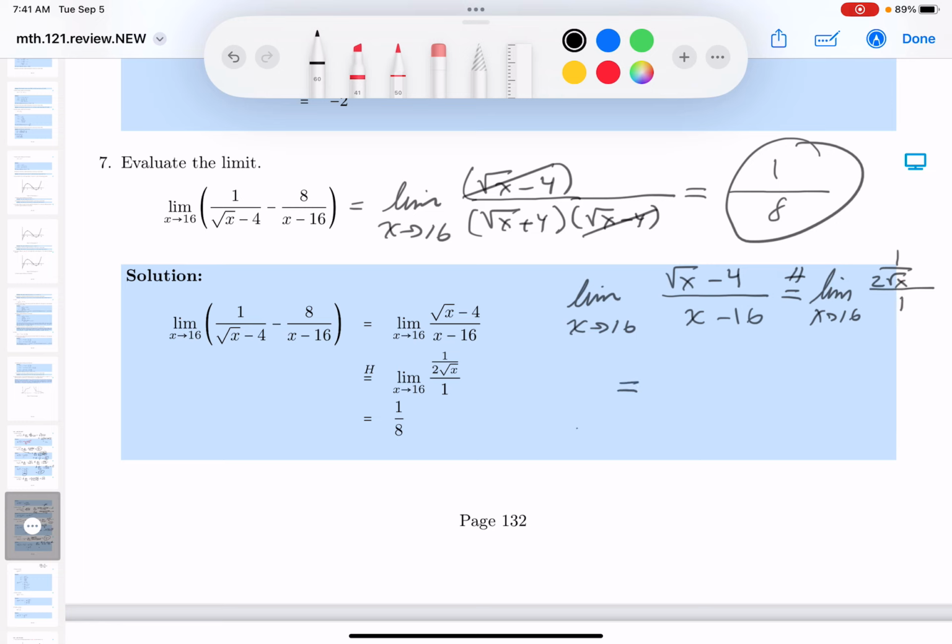Can I do that limit? I can. And what do you get? As x goes to 16, you get 1 over, well, 2 times the square root of 16 is going to be 2 times 4, which is 8. We still get the same result, as expected, by the way, using L'Hopital's rule.